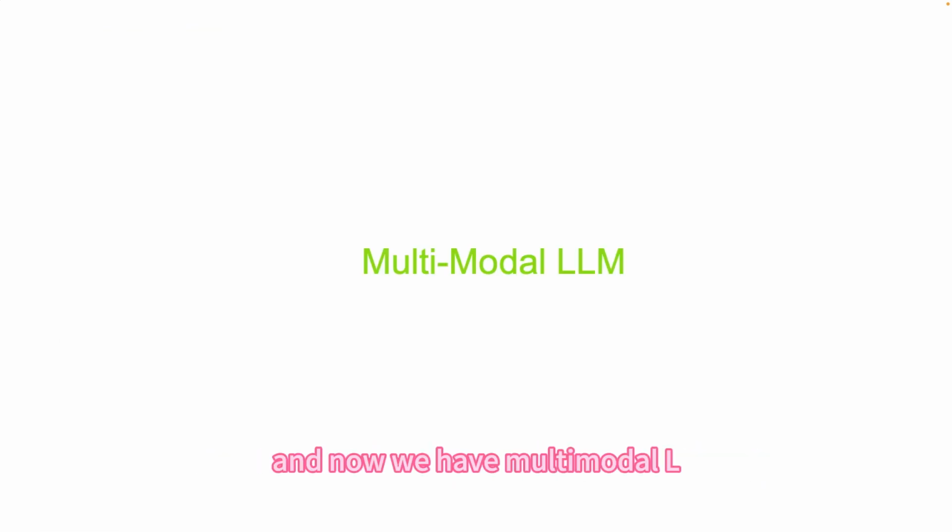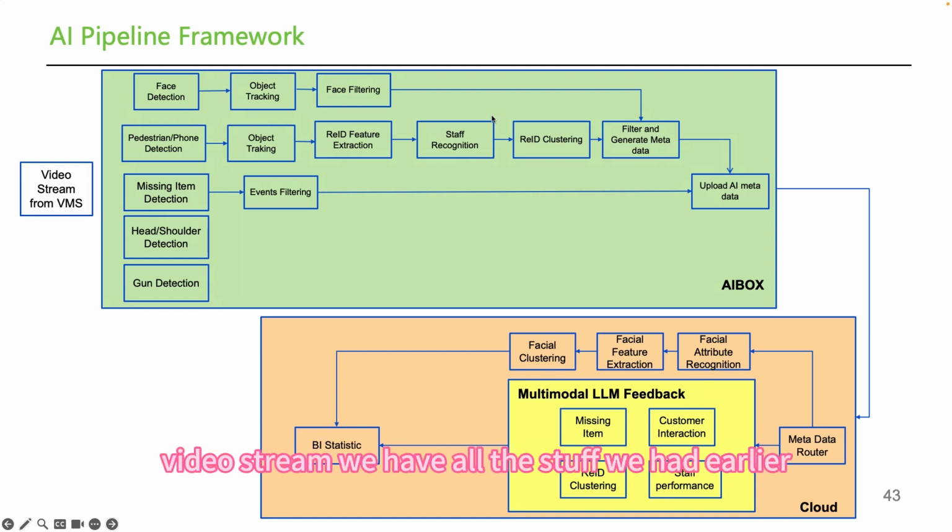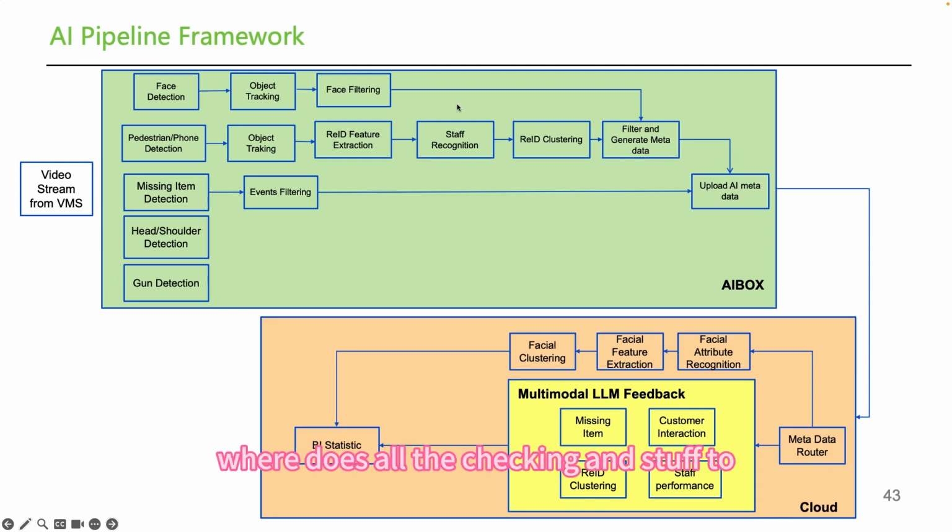And finally we have multimodal LLMs for checking. So how this works is we have our video stream. We have all the stuff we had earlier, where it does all the checking to, say, detect a person.